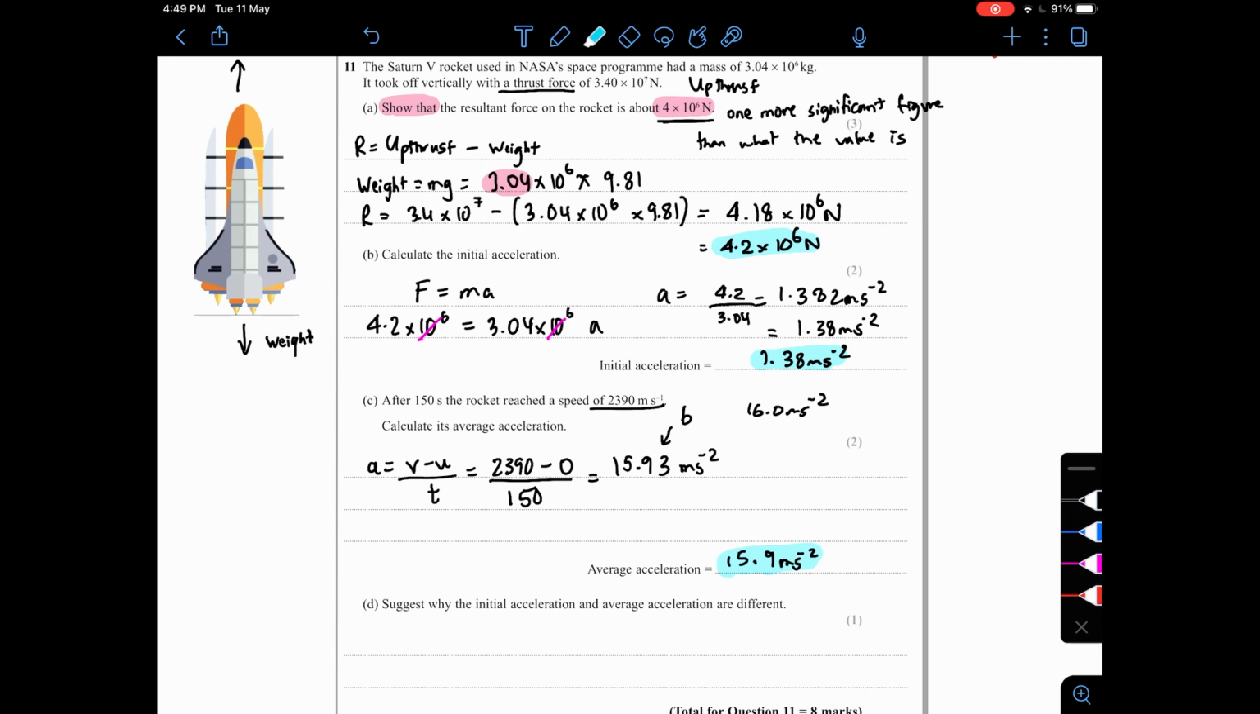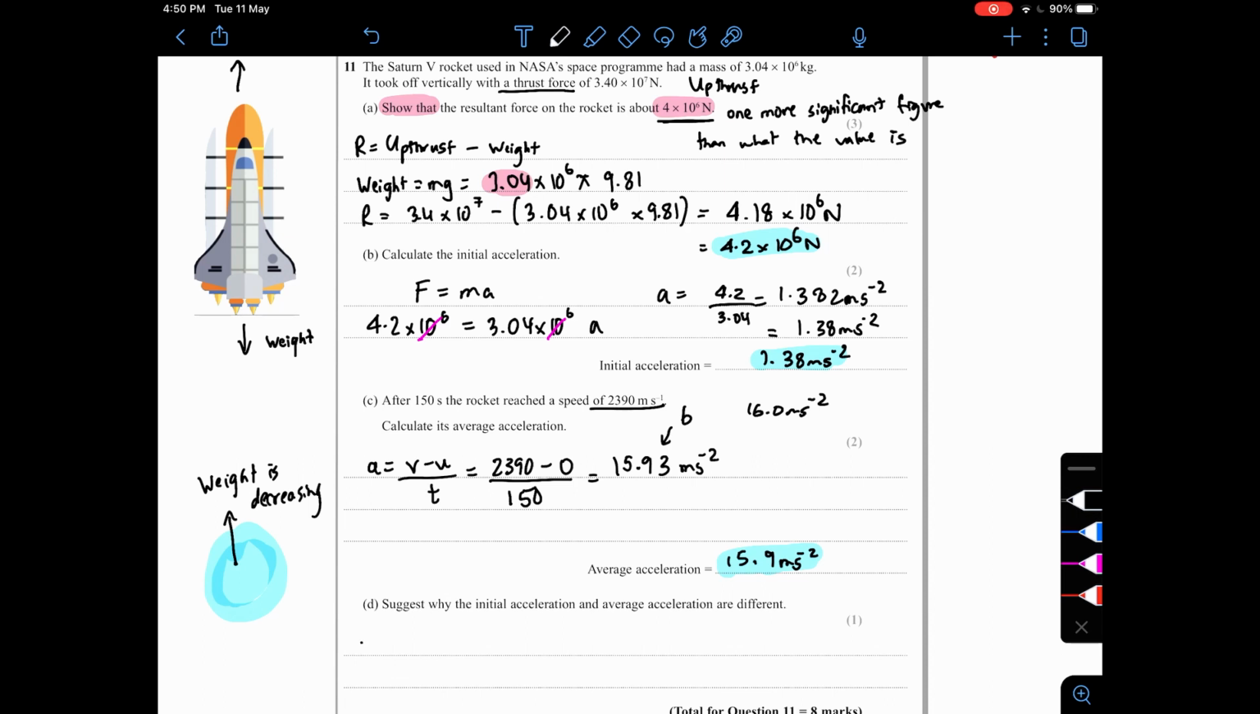Okay, so suggest why the initial acceleration and the average acceleration are different. Now, there are a couple of reasons why this could be. If you imagine this is the Earth, as the rocket is leaving its atmosphere, what's happening to its weight, or the pull towards the Earth? The weight is decreasing. And because the weight is decreasing, you can say that the pull towards the ground is also decreasing. Along with this, you can also say the air resistance is decreasing with altitude.